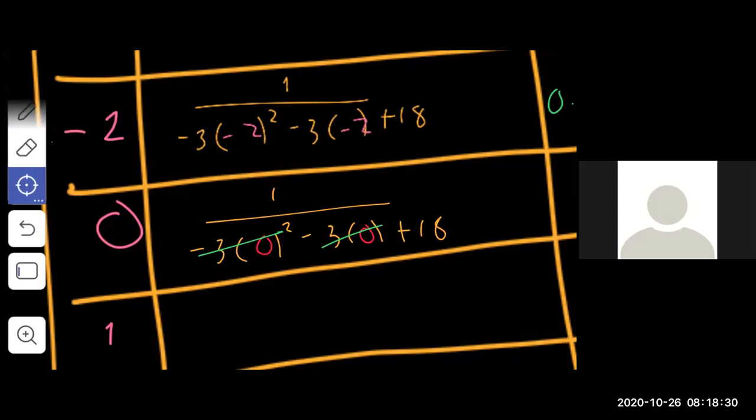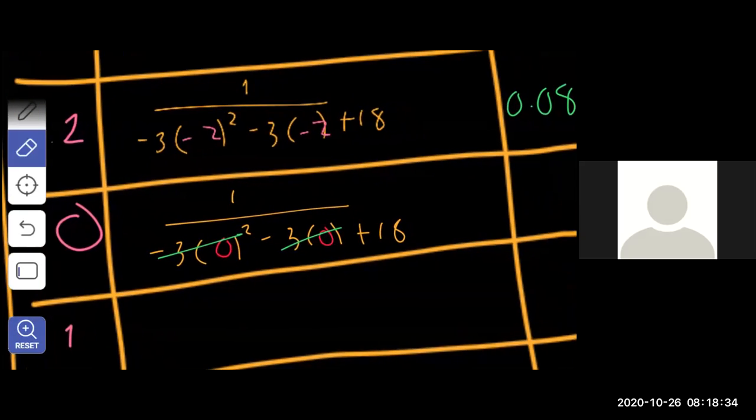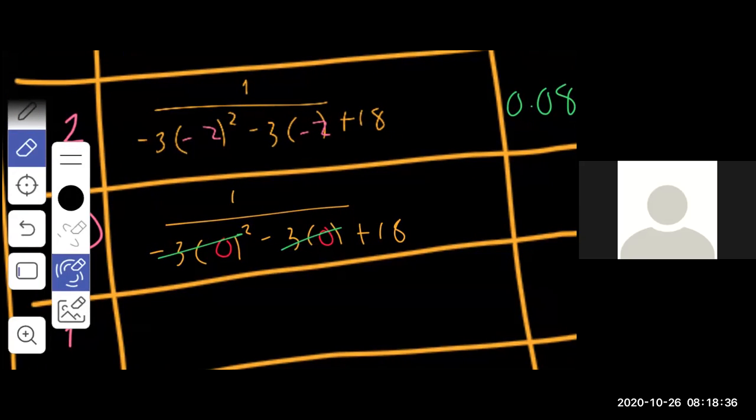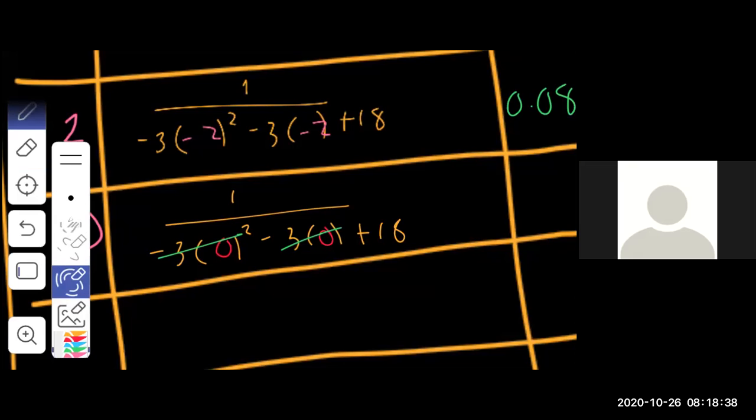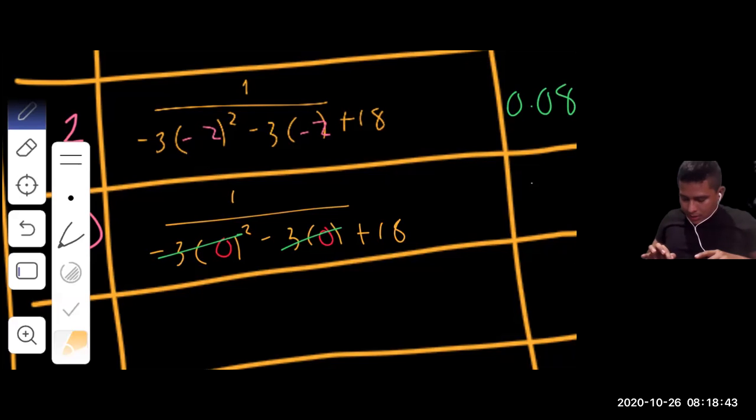Excellent, the first value, right? Do you remember? Okay, excellent. That is right. Okay, the time is flying, guys. 0.05. Right, this one.